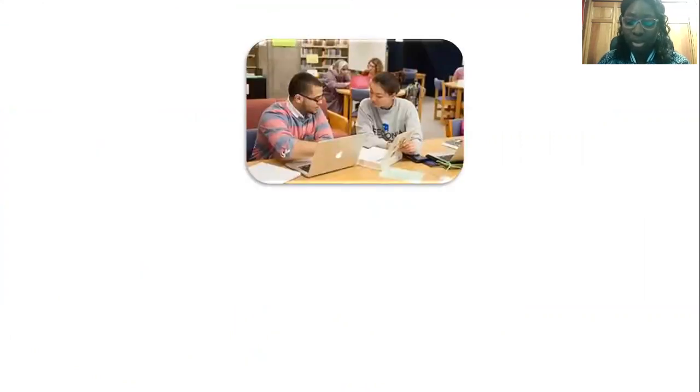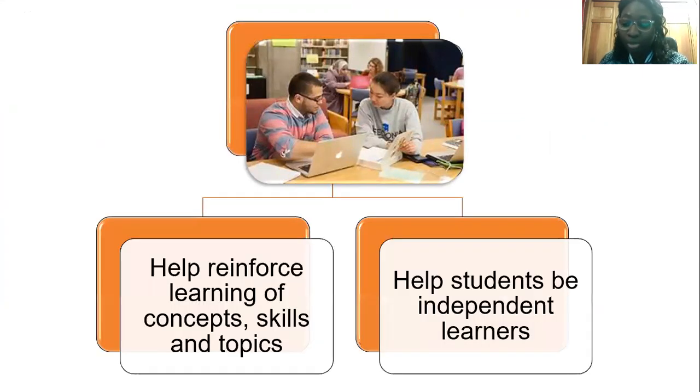As you all know, not every student will understand a concept right away. So it's very important that they have a place where they can go for further help. Tutoring centers are then here to reinforce learning concepts and skills introduced in the classroom, and they are also here to guide students to be independent learners.